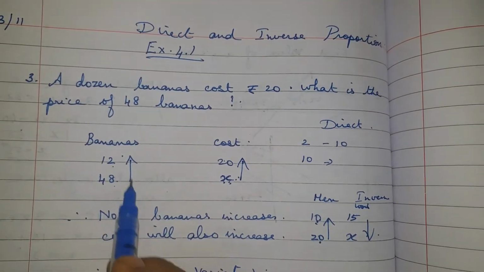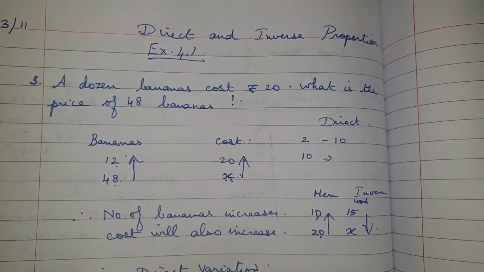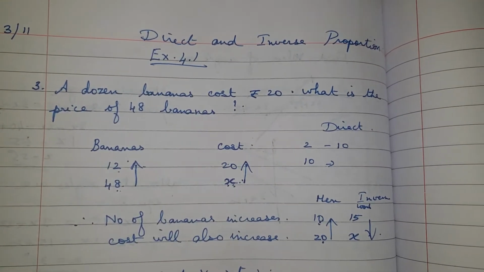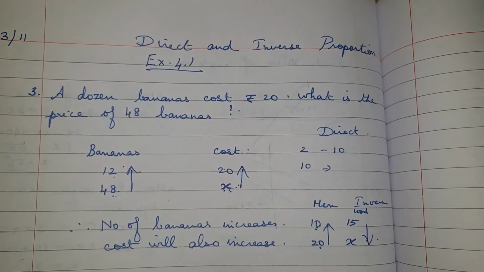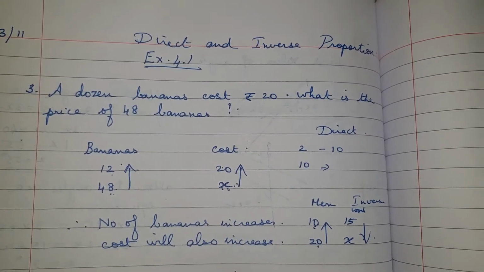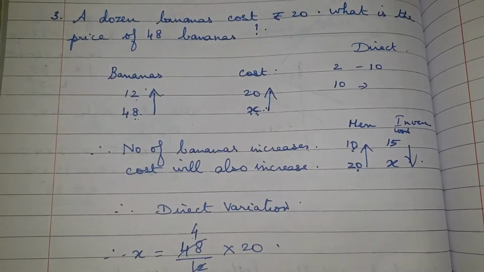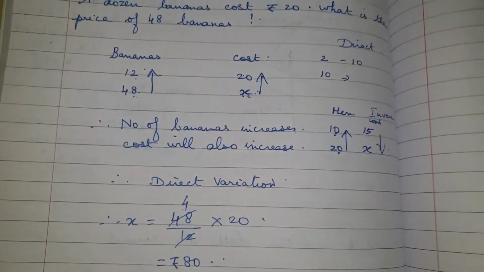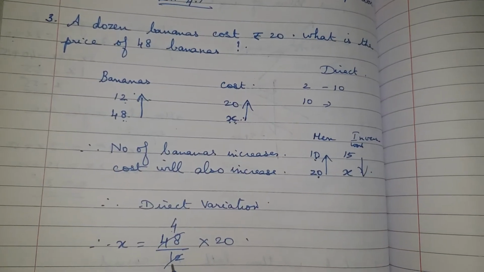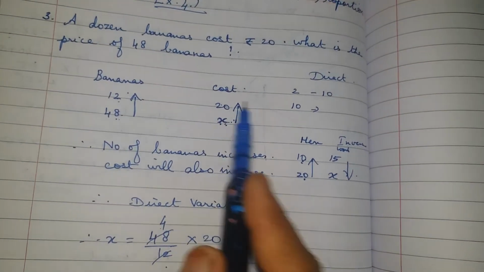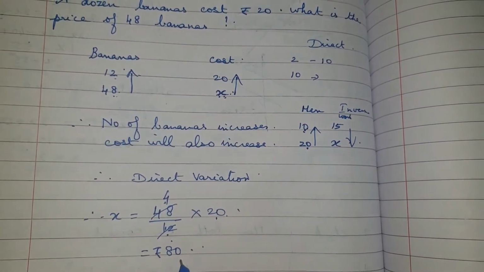So x is equal to, first you write, remember if it is direct variation, I am putting an upward arrow, this value has to be written upside down. So it is equal to 48 by 12 into the value which is left out separate, into 20. 12 fours are 48. So 4 into 20 is 80. So the cost of 48 bananas is rupees 80. Remember, it is direct variation, so this has to be written upside down. So 48 by 12 into 20. Now you cancel this, it is 4 times. So 4 into 20 is rupees 80.